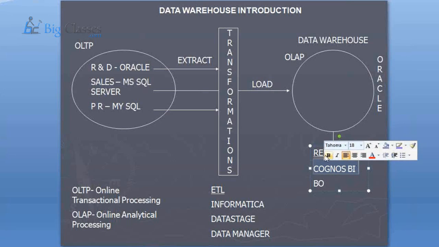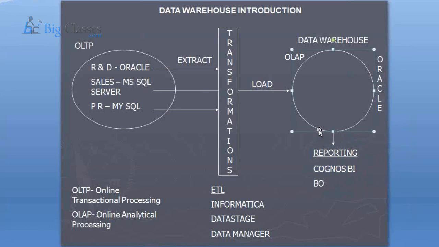Basically, Cognos BI is a reporting tool. From the Cognos perspective, we are not going to write back anything to the data warehouse. Data is already presented there. We are going to fetch the data by using select queries, and we're going to prepare some reports by using Cognos BI. Any questions here?